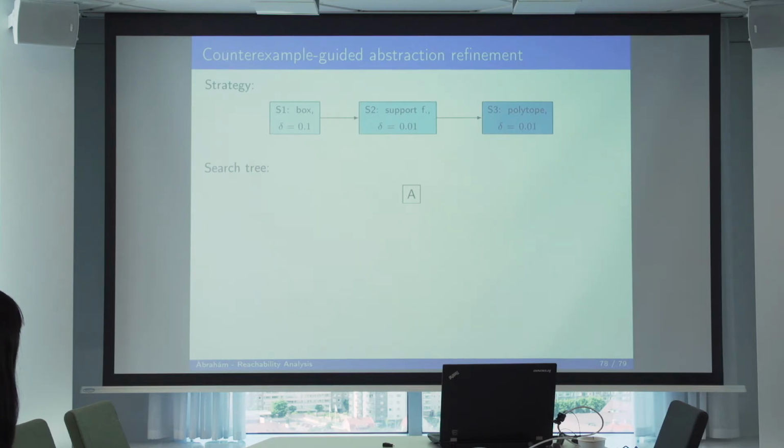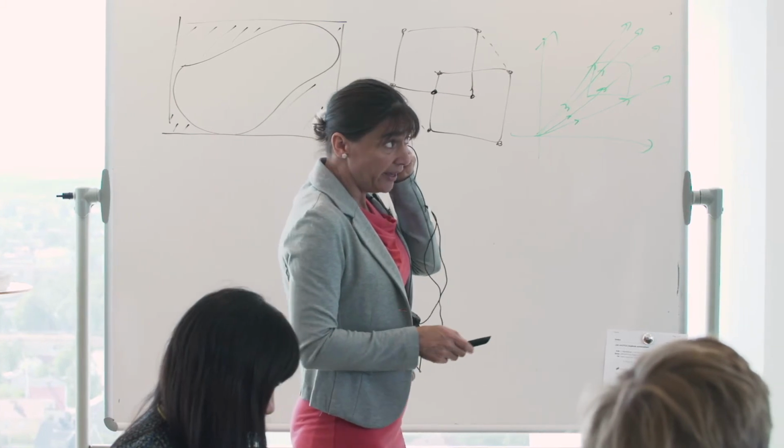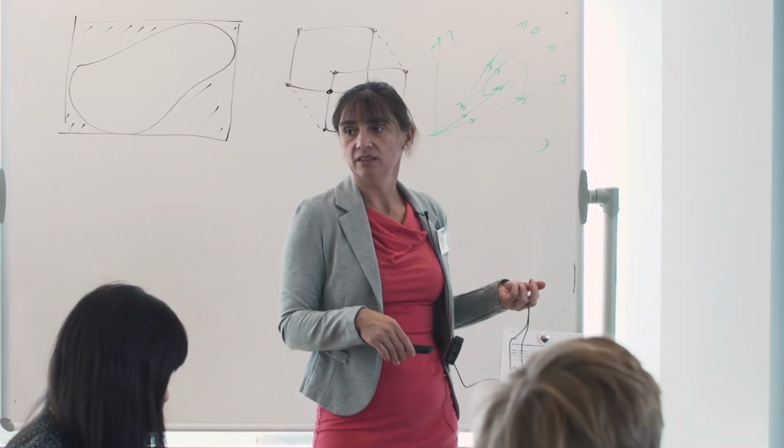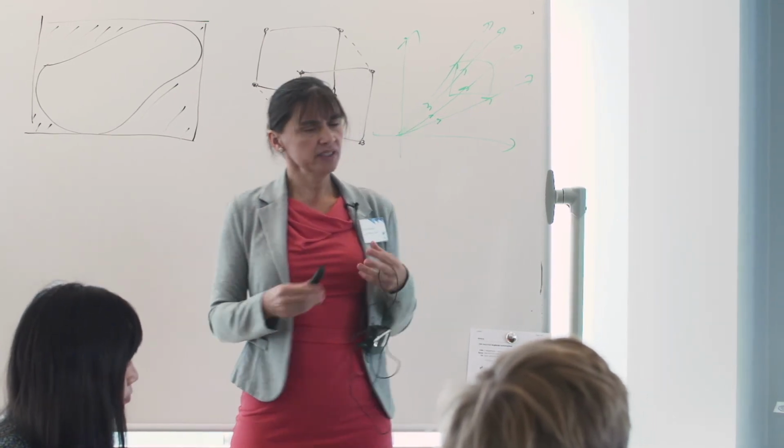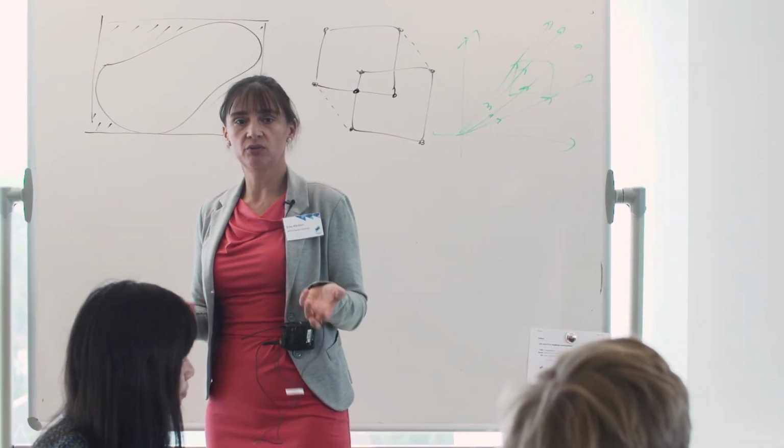And then in that case, you have to restart the whole analysis with something else. For example, here you could use support functions with a smaller time step. And if you still have some non-empty intersection with the unsafe state set, you can use polytopes with a high number of facets or whatever. And you hope that here you can verify that you do not reach the unsafe state. But each time you have to restart. You have to redo everything.